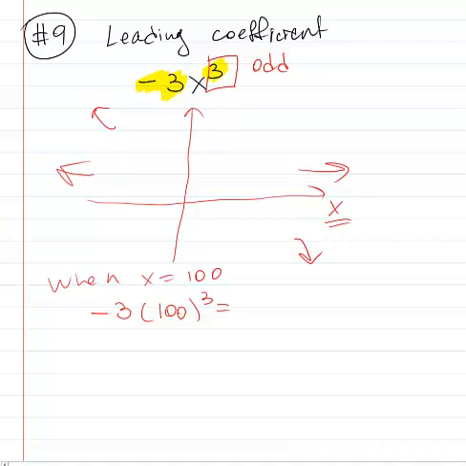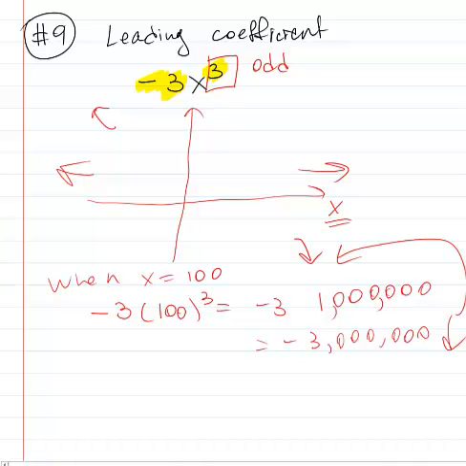It's 100 cubed, so that is minus 3 times 100, and then another 100 and another 100. So it's minus 3 million. This is the idea. I hope you're getting this. That tells you that the number is very, very small. You see, that is why it's going down that way.